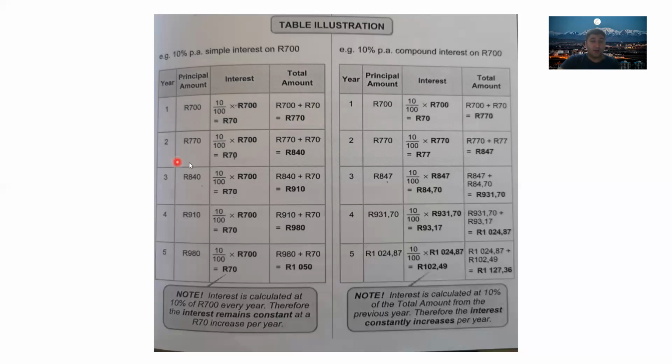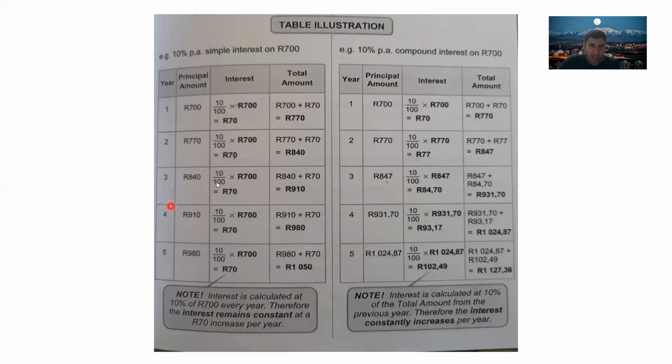Okay. Now, when I'm starting the second year, the total money I have in my account is 770 Rand. And then again, I'm going to take 10% of 700 Rand, which is 70 Rand. That equals 840 Rand. After the second year now, I have 840 Rand. Why? Because I earned 70 Rand from the first year. Now I earn another 70 Rand from the second year. Now in total, I have 840 Rand.